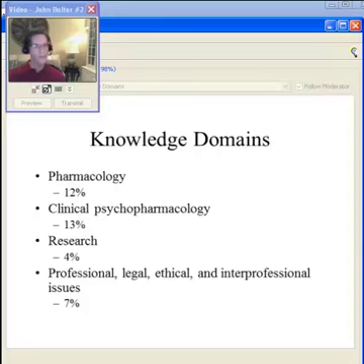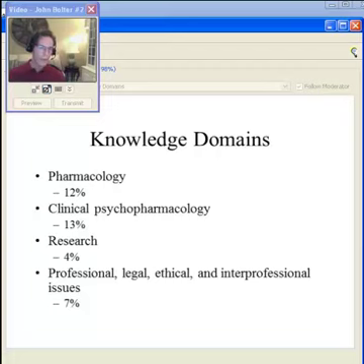Now they've made a change this year. Lucky you. They've made a change. They've added a category, and we'll get to that later today. And they've actually rearranged the percentages, because when they added an 11th category, that meant that they had to pull from the other categories to get some percentages.